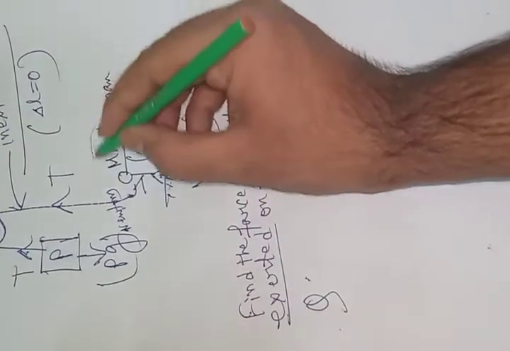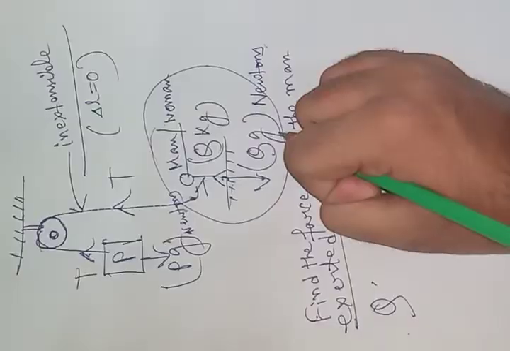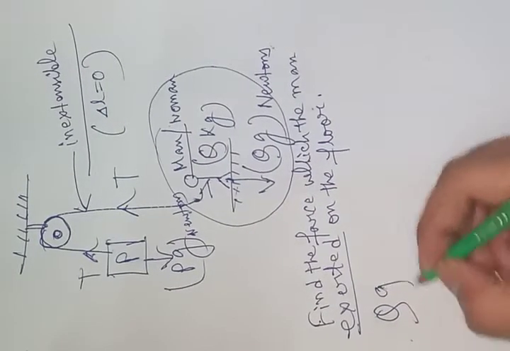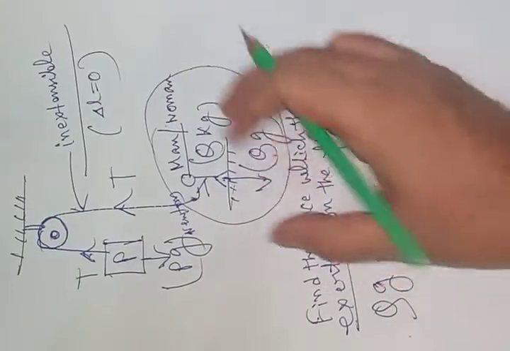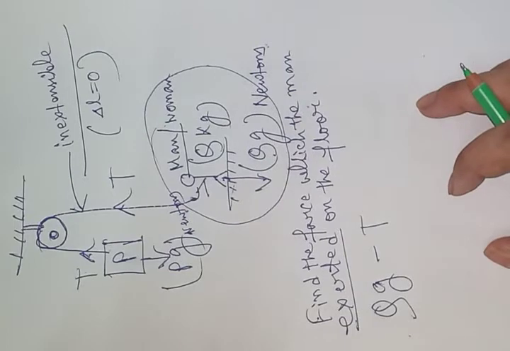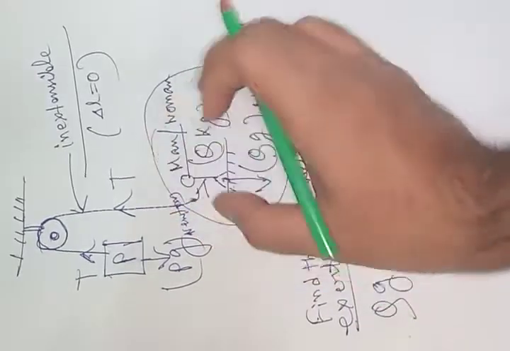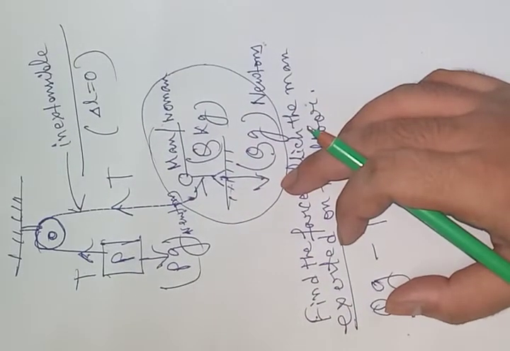So let us consider this man. The man is pulling it downwards, so the force is QG minus T. Why? Because this force is greater than this force. So QG minus T for this man.